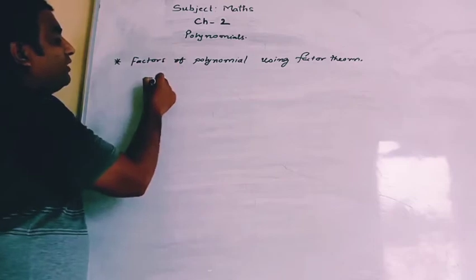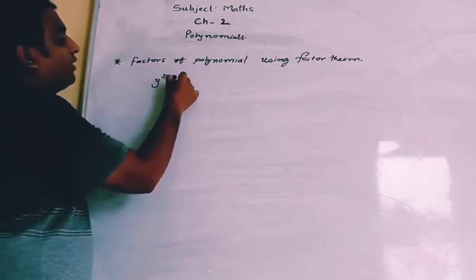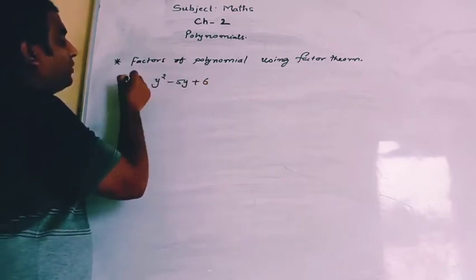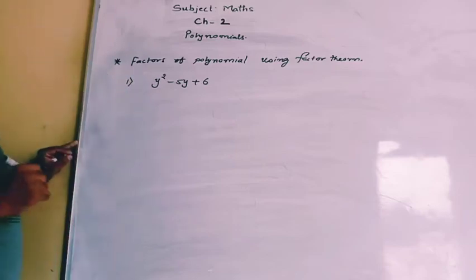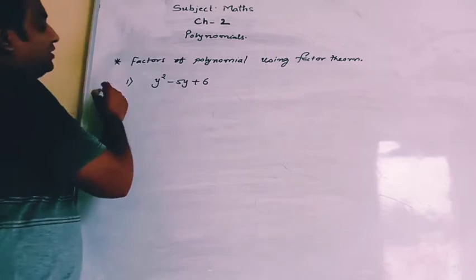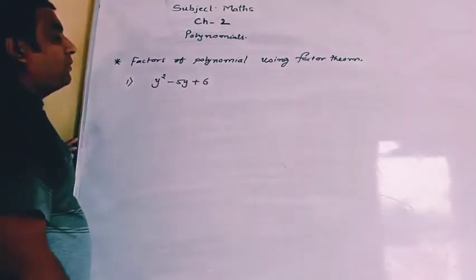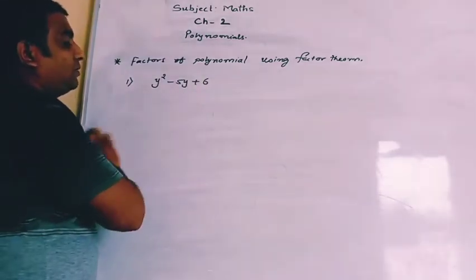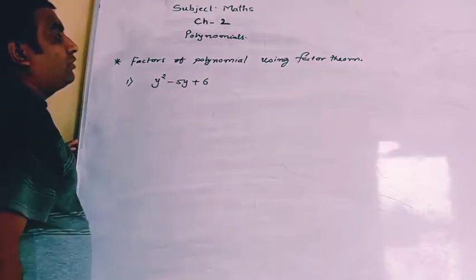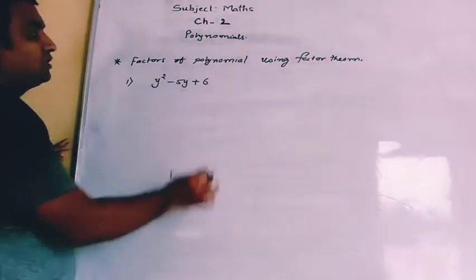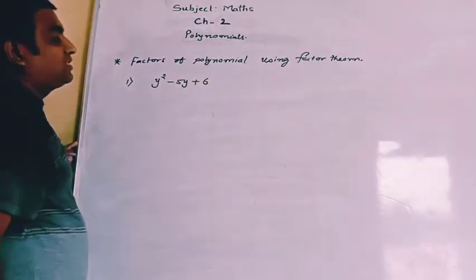So here we are given y square minus 5y plus 6. One polynomial is given. Now these polynomial factors we can find by the splitting method, but here we want to use the factor theorem. So the last term C is 6.